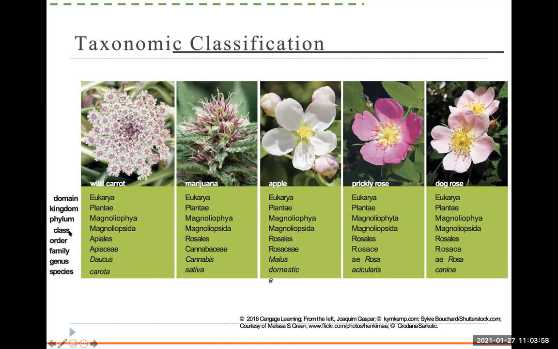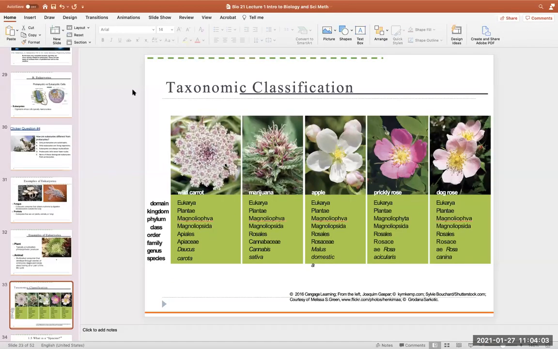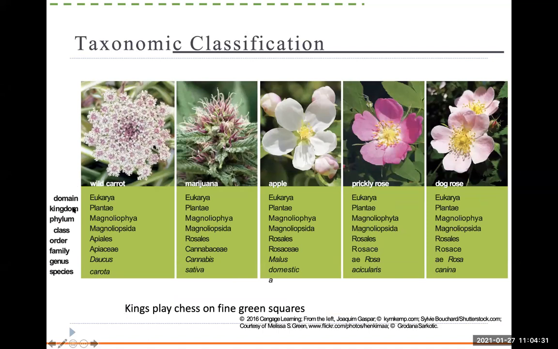Now, it might be difficult for you to remember, so there is a mnemonic called King's Play. King's Play chess on fine green squares. If you're having a hard time remembering, you can just say K for kingdom, P for phylum, C for class, O for order, F for family, G for genus, and S for species. You might have to remember the domain by itself though. So that's how you can memorize it. On the exam, I might ask you the order of this, and if you remember this mnemonic, maybe you will be able to give me the order.